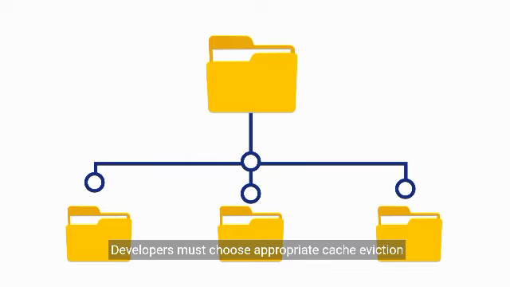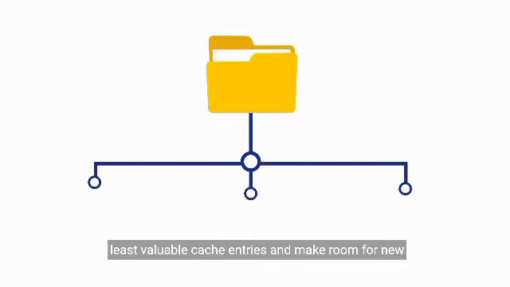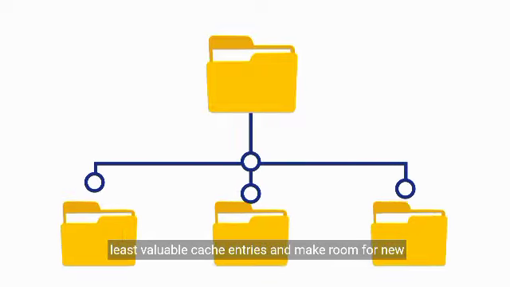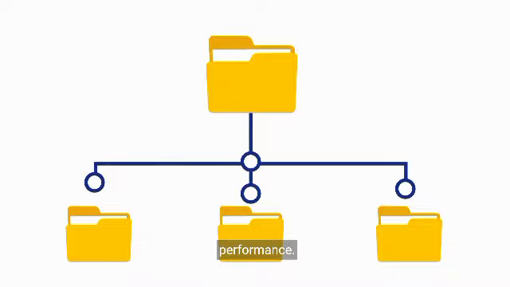Developers must choose appropriate cache eviction algorithms, such as LRU, least recently used, or LFU, least frequently used, to evict stale or least valuable cache entries and make room for new data, ensuring optimal cache utilization and performance.